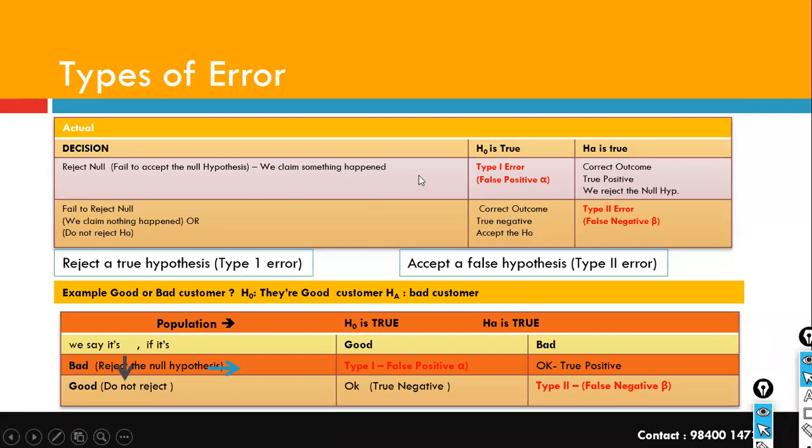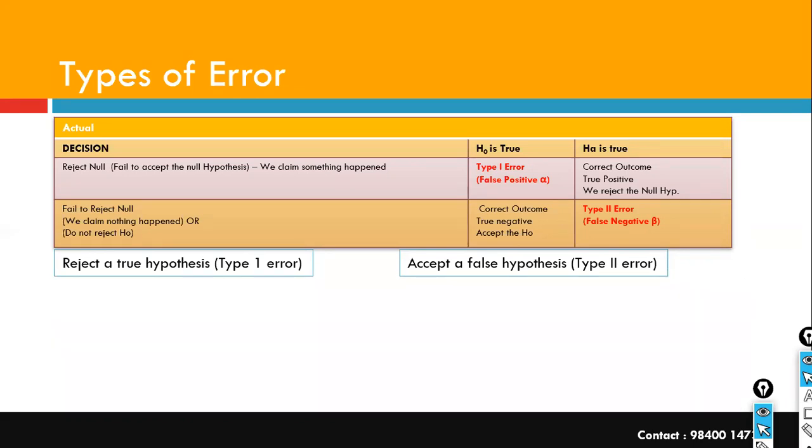Reject null: we claim something happened and it is true. Okay, better you can go by this one. There are some situations where you have to reject it and some situations where you have to accept it. In the case of accepting something, if you reject it, it is a problem. That is your false positive. There are situations where you need to reject the null hypothesis, but if you fail to reject it, you will end up with a false negative. These are the two things that you need to remember.